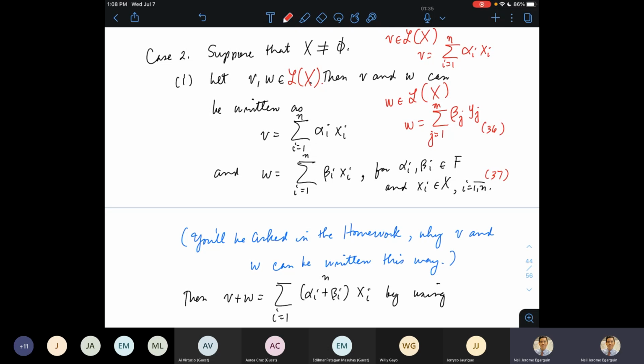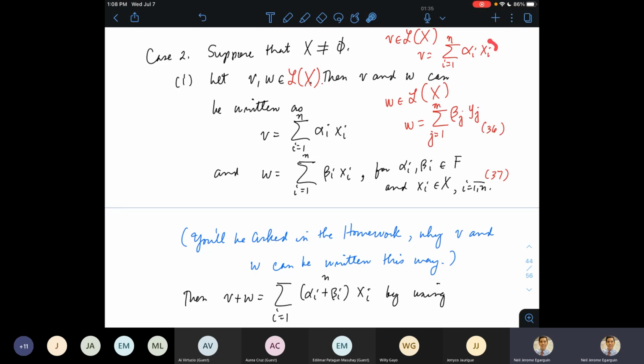And the elements I use to generate them might be different from each other. All right? But if you see in my proof in 36 and 37, I said that V and W can be written using the same x sub i's and using the same number of such x sub i's. So why is that valid? I'm saying it is valid, but why? That's what I want you to explain in the homework.